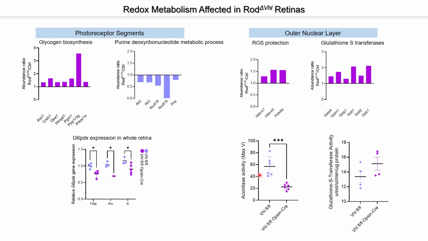So this was all done on whole retina. So the fact that this is not necessarily statistically significant could also be that there are so many other cell types from the inner retina that are also affecting this data. So we could still see a trend suggesting that the effect is quite strong.